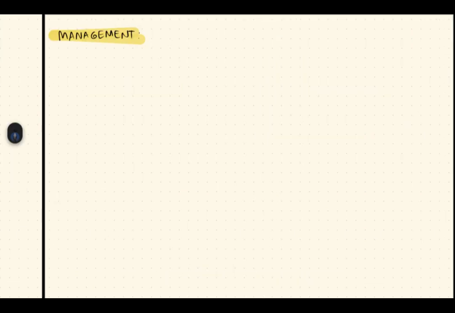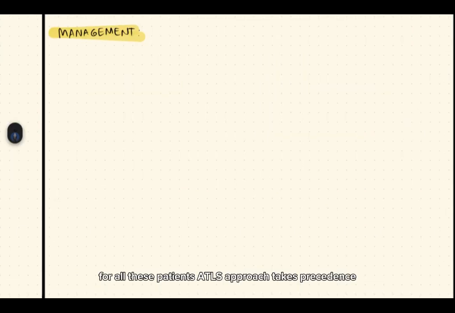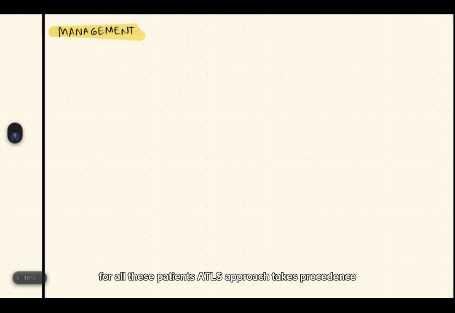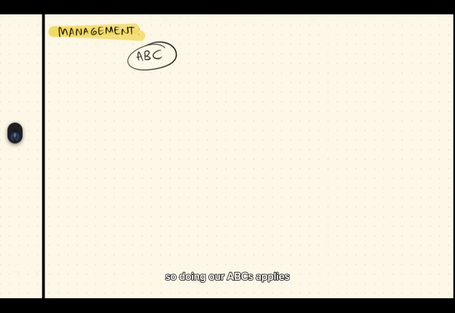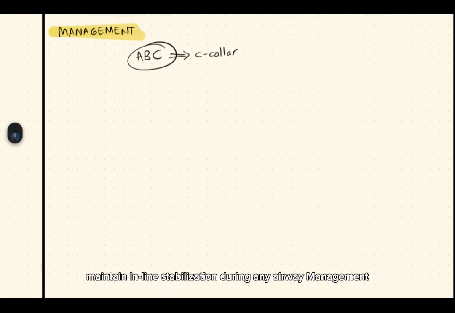As always, for all these patients, ATLS approach takes precedence. So, doing our ABCs applies, but it also starts with an early C collar. It is very important that we maintain inline stabilization during any airway management in these patients. Use video laryngoscopy if possible to minimize any movement and avoid hypoxia and hypotension, because then it can also impact their brain and spinal cord.